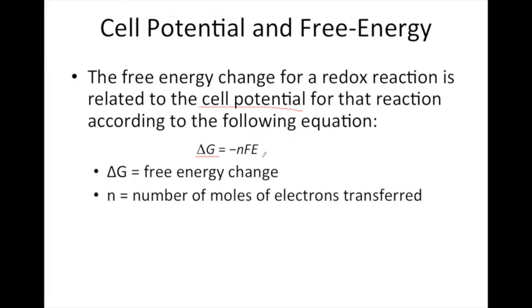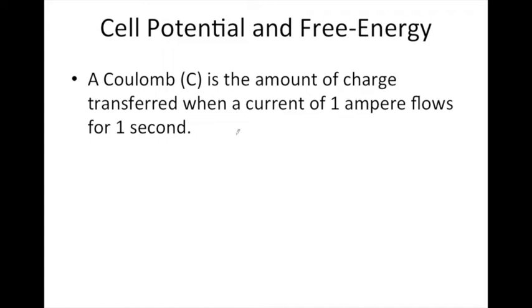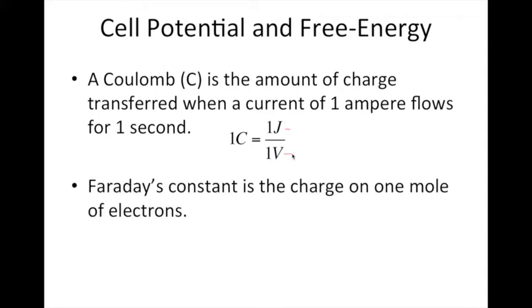So the change in free energy is equal to negative nFE, where of course delta G is our free energy change for the reaction. n is the number of moles of electrons transferred between the anode and the cathode. F is Faraday's constant, which is given in coulombs per mole of electrons. And E is the cell potential. A coulomb is the amount of charge transferred when a current of 1 amp flows for 1 second. A coulomb is equal to 1 joule divided by 1 volt. So we'll use this relationship in a little bit.